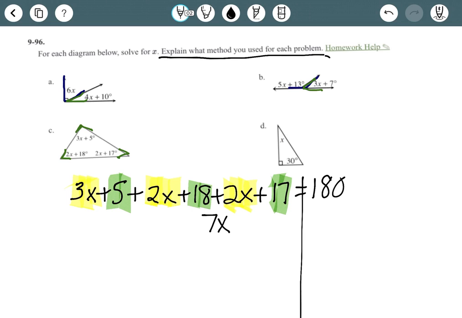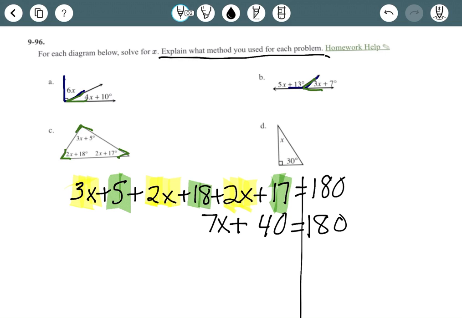So I'll bring that down. 7x plus, now I'm going to take a look at my constant terms in green. I have 5 plus 18. That's going to give me 23. And then 23 plus 17 is going to give me 40. So I have 7x plus 40 equals 180.